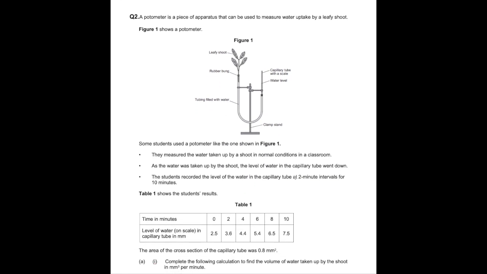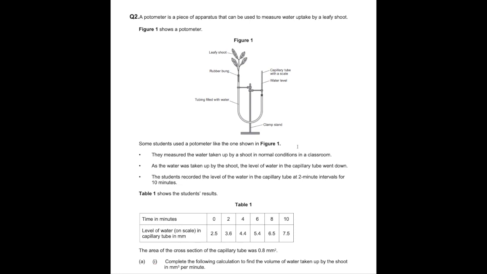A potometer is a piece of apparatus that can be used to measure water uptake by a leafy shoot. Figure 1 shows a potometer. So this is an even simpler example. It's purely just a capillary tube with a scale on it, connected to this tubing with the leafy shoot in the other end of it, all attached to a clamp stand. It looks different. It works in the exact same way as the one that we've looked at and the one in question 1 as well.